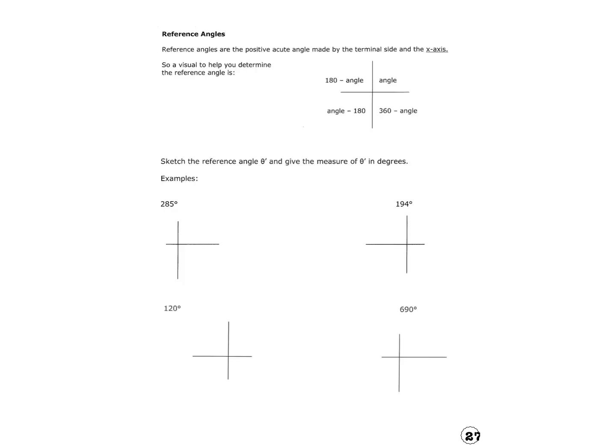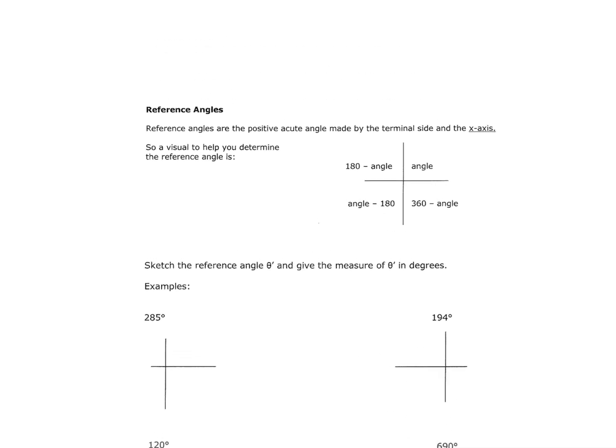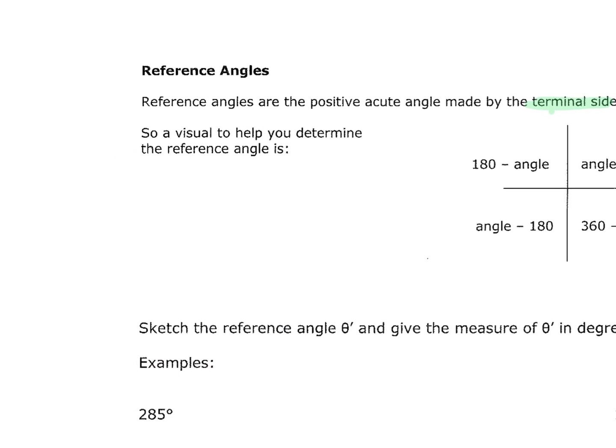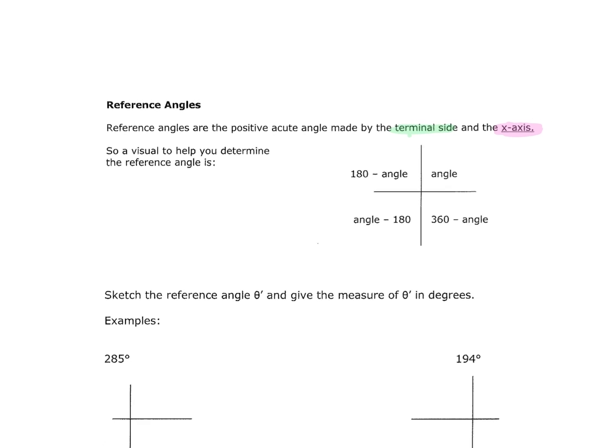Awesome. We are skipping over to page 27. So we are talking reference angles now. Okay, so I need you to notice how it explains this, and I'm going to show you some visuals of what reference angles look like. Reference angles are the positive acute angle made by the terminal side of an angle, right? That's where it ends after it's rotated, and the x-axis. Guys, always, always, always the x-axis, never the y-axis.